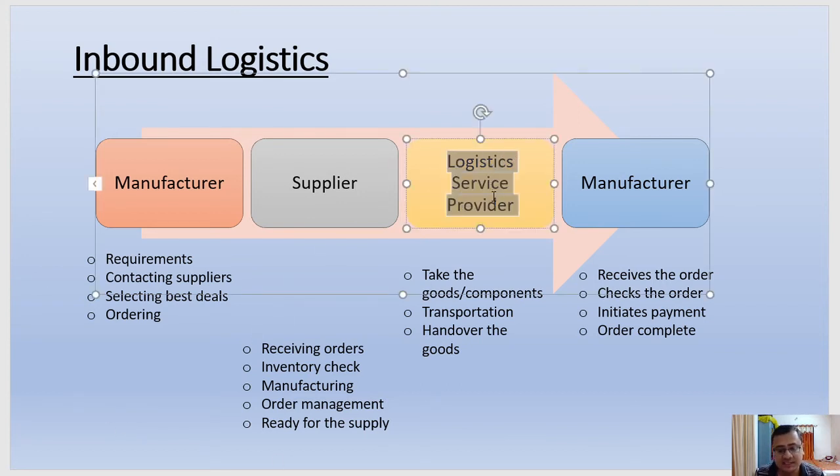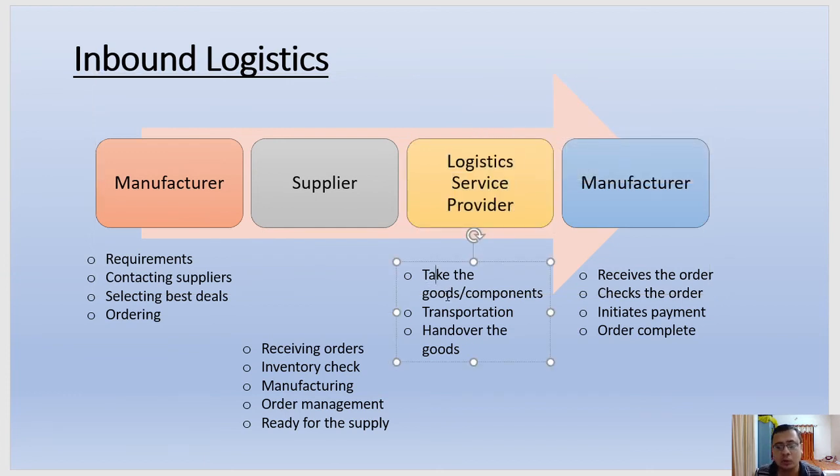Now the logistics service provider comes into the picture. He will take those goods or components and take responsibility for them as well. He will transport them from the supplier's place to my place, that is the manufacturer, and hand over the goods to me. So this is the third place, the logistics service provider. Basically, he moves a product from one place to another.